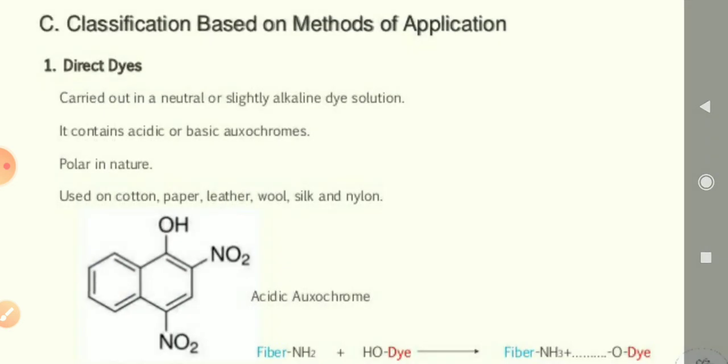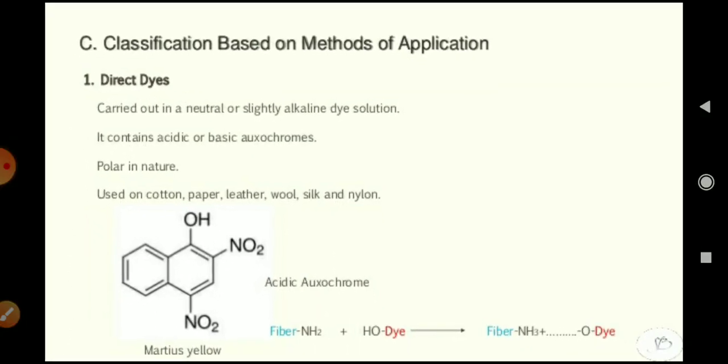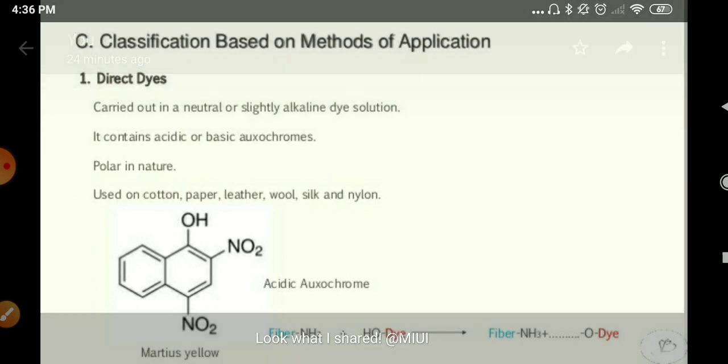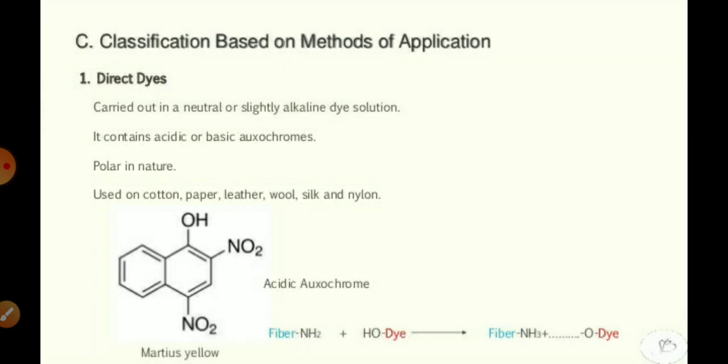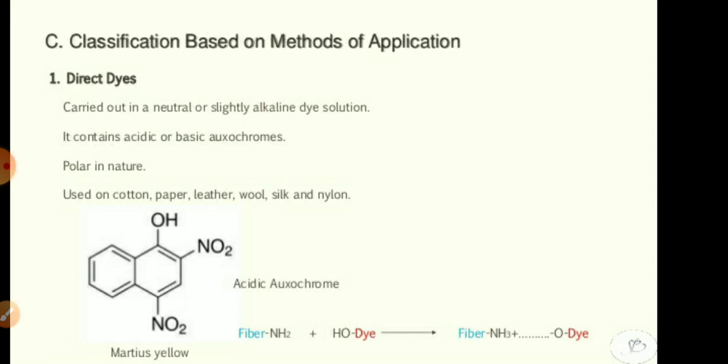Now the classification based on the method of application. According to application, the first is a direct dye. They are carried out in a neutral or slightly alkaline dye solution. It contains acidic or basic auxochromes. They are polar in nature, used for cotton, paper, leather, wool, silk, and nylon. This is the structure. Amartya's yellow is a direct dye which is combined with the fabric, and it will show the color. It has an acidic auxochrome here.